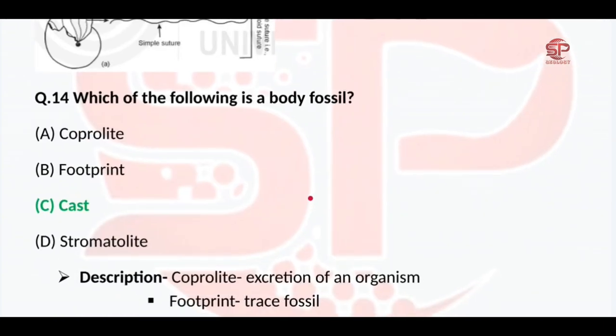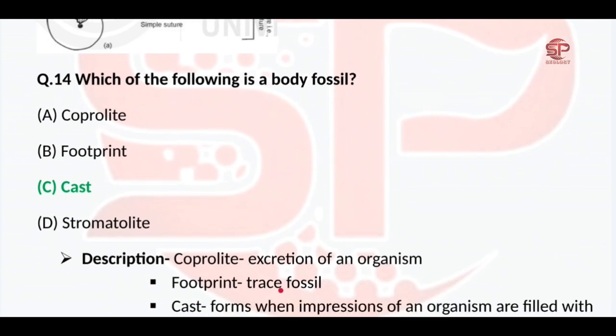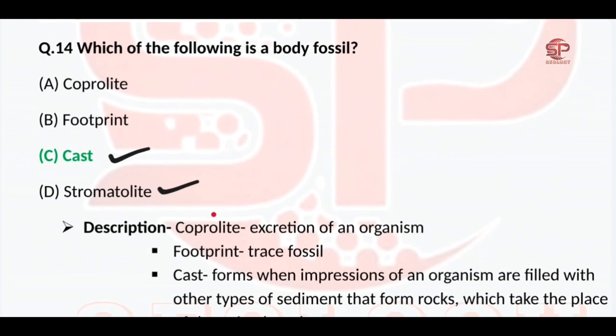Which of the following is a body fossil? A body fossil is any type of fossil that contains any body part. Here coprolite and footprints are completely discarded, and there is a controversy between stromatolite and cast. In some cases stromatolite is considered a pseudo fossil. It is normally called a biogenic sedimentary structure, so that's why it is also discarded. So the answer is given as cast. The answer will be cast.